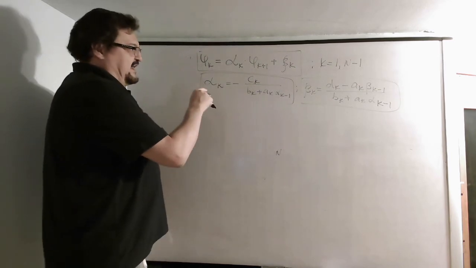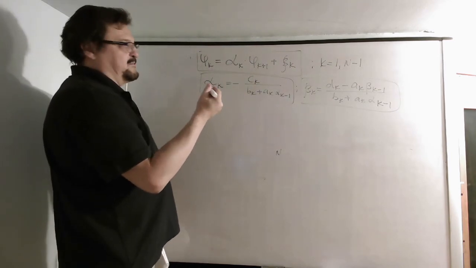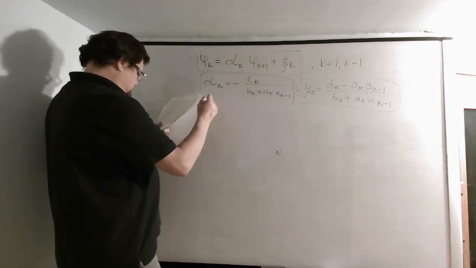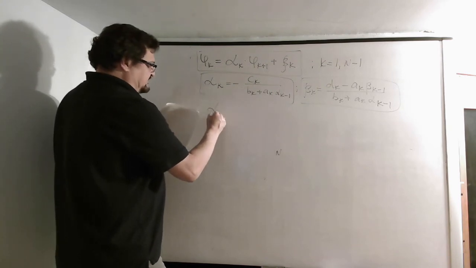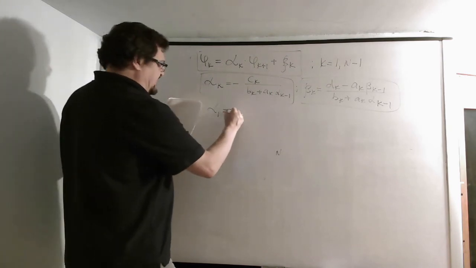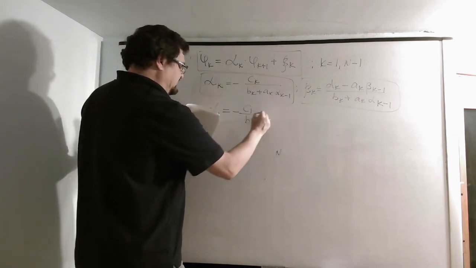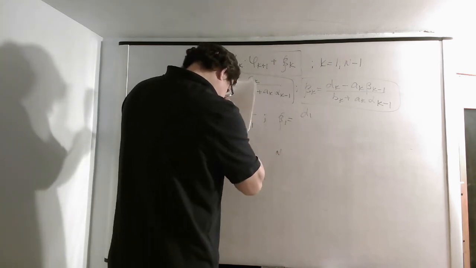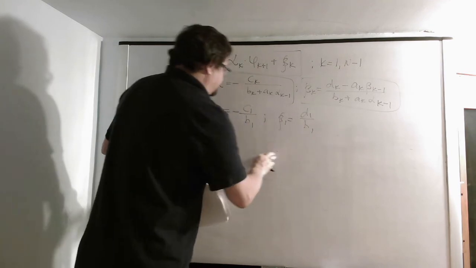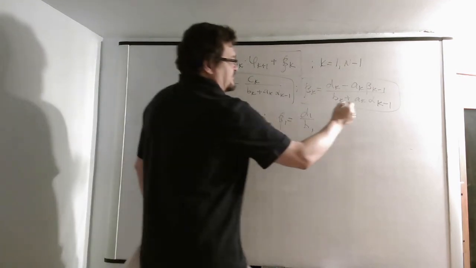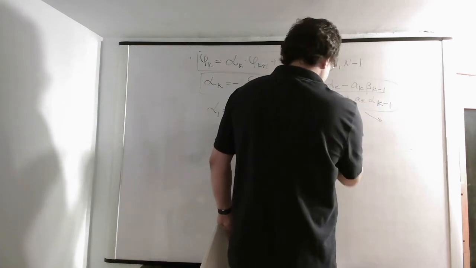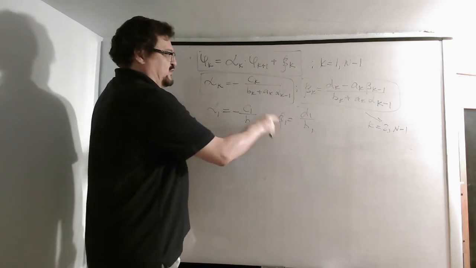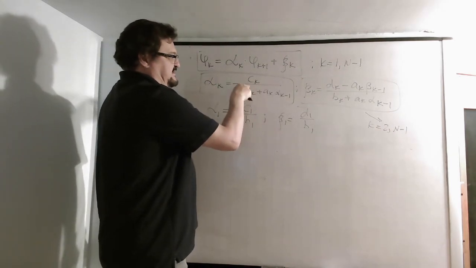And so on, so you start from k equal to 1. For that you need to use your boundary conditions. And for boundary conditions you find alpha 1 equals to minus c1 divided by b1, and your beta 1 equals to d1 divided by b1, and then you compute all these guys for k equals from 2 to n minus 1, given alpha 1 and beta 1, and you know these coefficients again a, b, and c.